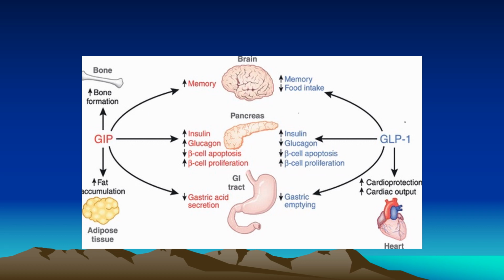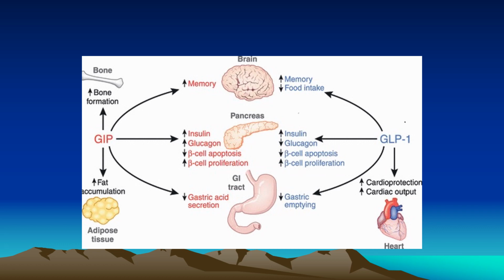Almost similar effects are also seen with GIP, but there is an increase in glucose, an increase in insulin, and an increase in glucagon, a decrease in beta cell apoptosis, and an increase in beta cell proliferation. And both decrease gastric emptying and gastric acid secretion.